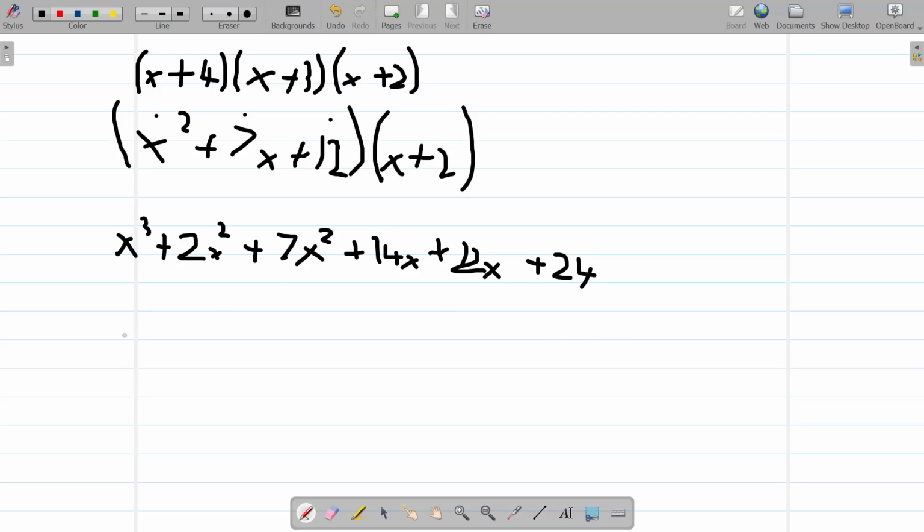So then what we can do is group together like terms like we did before. So it'd be x cubed, that's just on its own. So 2x squared plus 7x squared, so we have 9x squared. 14x plus 12x, so it'd be plus 26x. And then 24 is just on its own at the end, so we'll add 24 to that. And that's how you'd answer a question with 3 brackets.